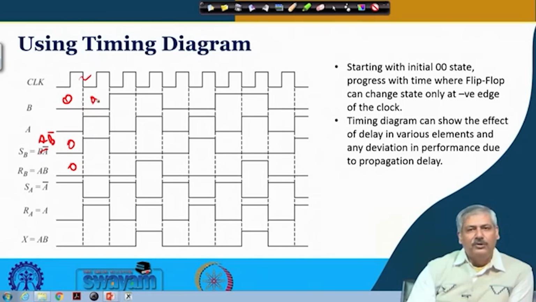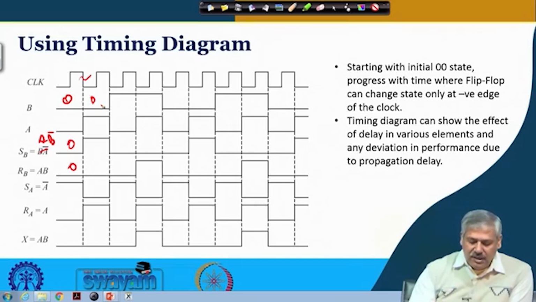How long will it continue? Till the next clock edge comes. At that time it can make a change, depending on the excitation. And what happens to A? A is 1 and 0. So, when the clock trigger comes, A goes from 0 to 1.